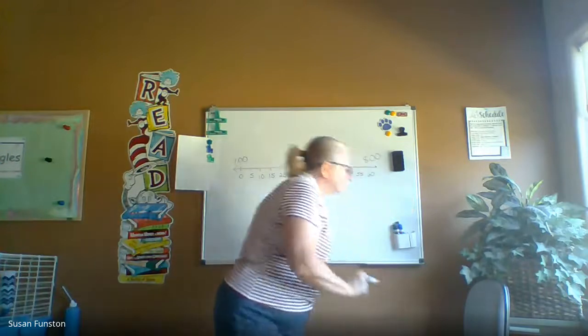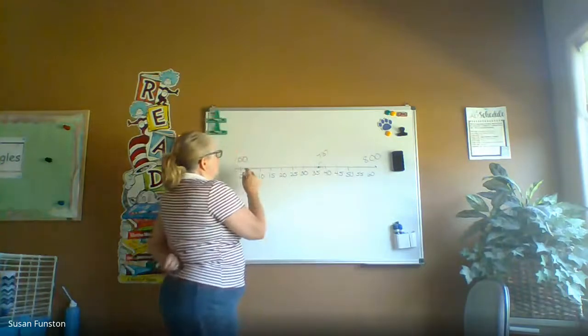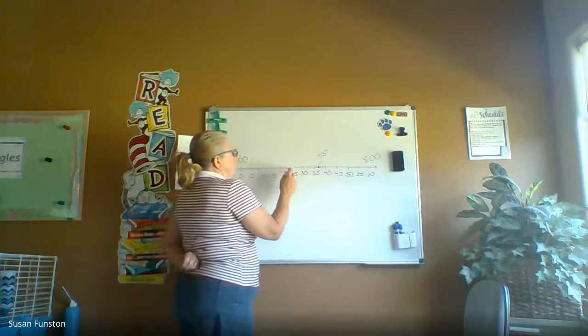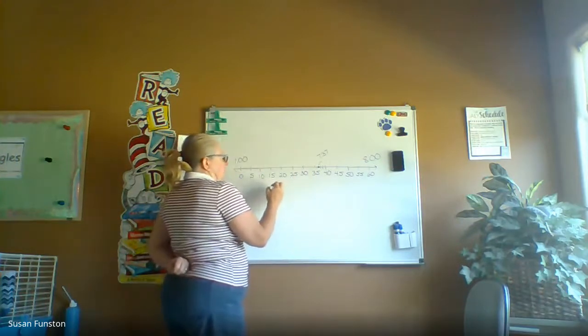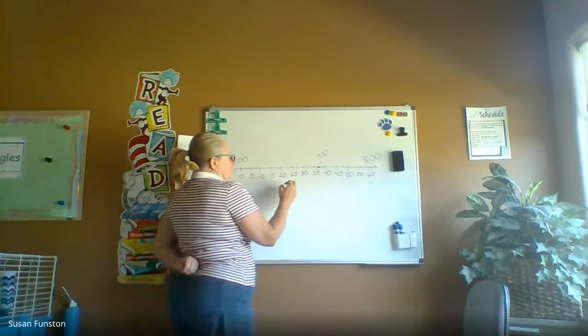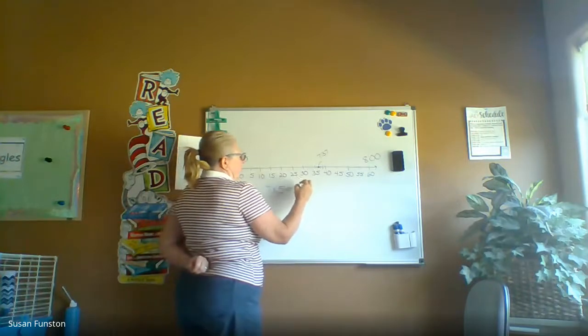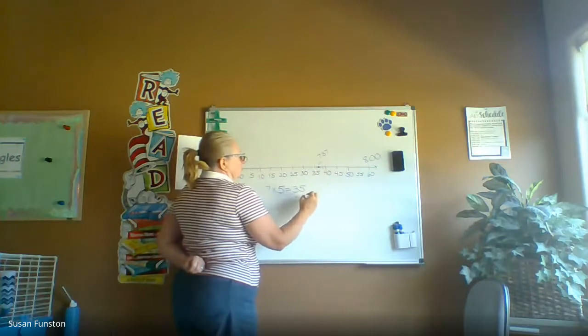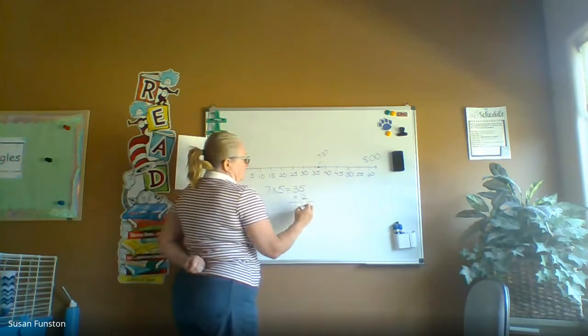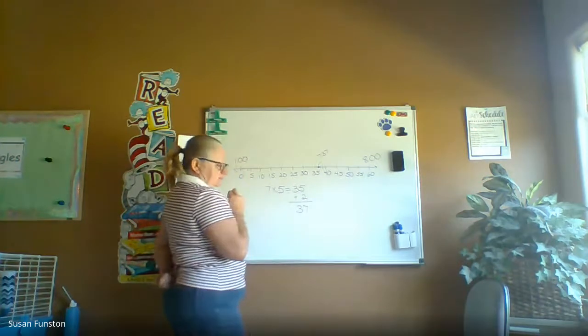Okay, we could have used our multiplication. We could have said 1, 2, 3, 4, 5, 6, 7 sets of 5 minutes is 35. And then I would need 1, 2 more marks to get to 37.